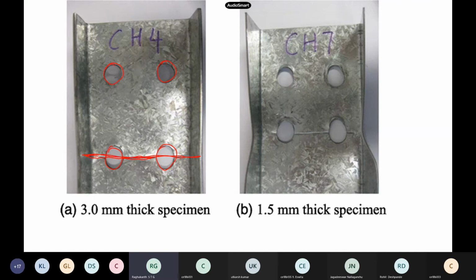So, a 3 mm thick specimen, or 1 mm thick specimen, say. It has basically failed due to net section rupture. We call this one net rupture. Of course, it can fail here also. Then if you see the net area, that is AN.